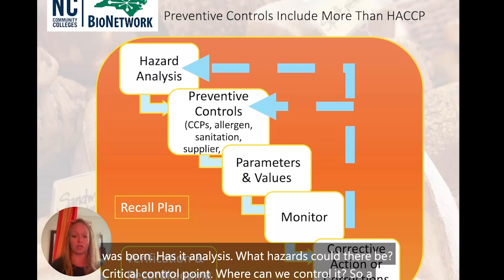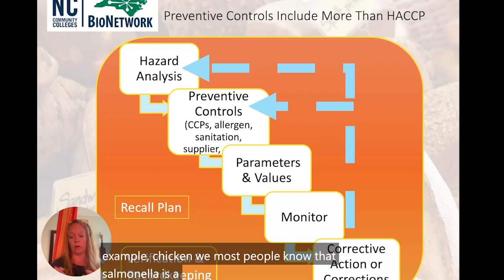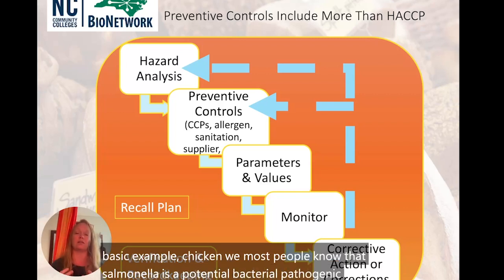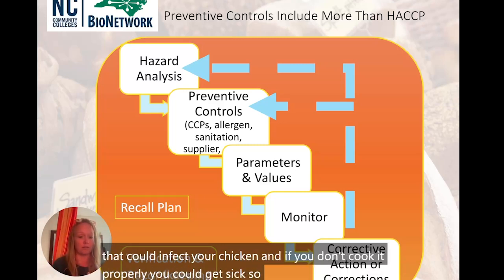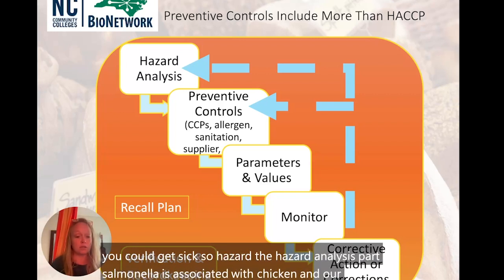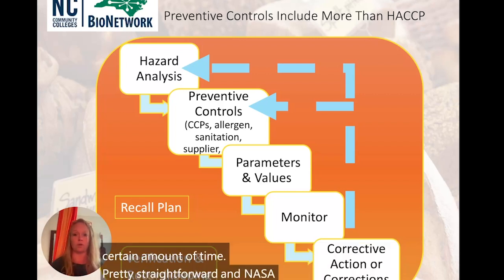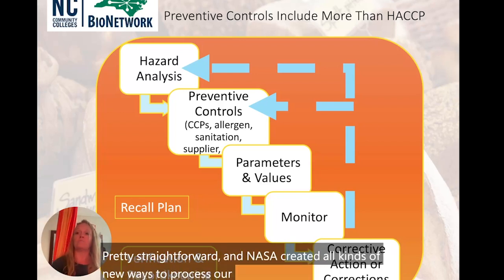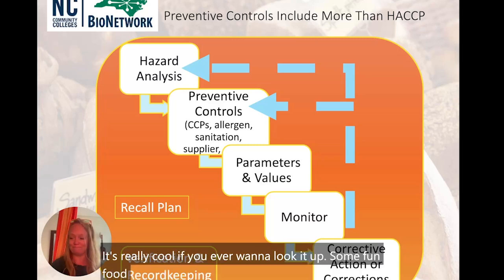So a basic example, chicken. Most people know that salmonella is a potential pathogenic bacteria that could infect your chicken. And if you don't cook it properly, you could get sick. So the hazard analysis part, salmonella is associated with chicken. And our critical control point is the cook step. So we know we're going to heat it up to a certain temperature for a certain amount of time. Pretty straightforward. And NASA created all kinds of new ways to process our foods. It's really cool if you ever want to look it up. Some fun food science nerd things in there.